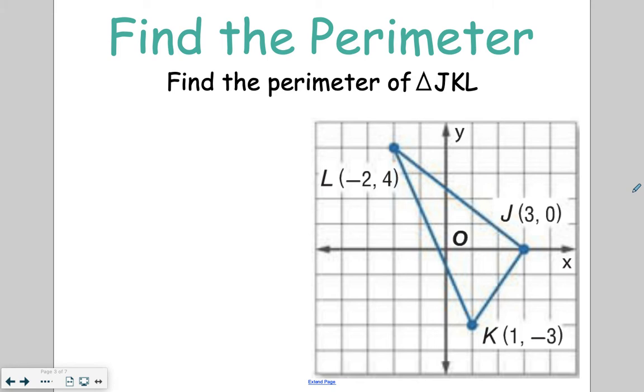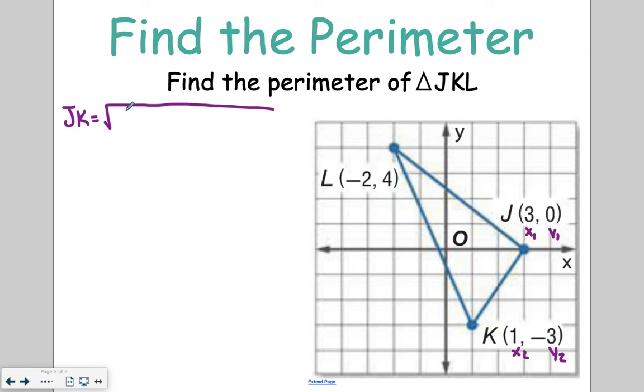So when we're trying to find the perimeter, we're going to need to find the distance of each side. So in this case, we're going to need the distance of side JK, side JL, and side LK. I'm going to start by looking at side JK. So what I like to do here is use whatever point is listed second as my x2 and the first point as my x1. So I'm going to say x1, y1, and x2, y2.